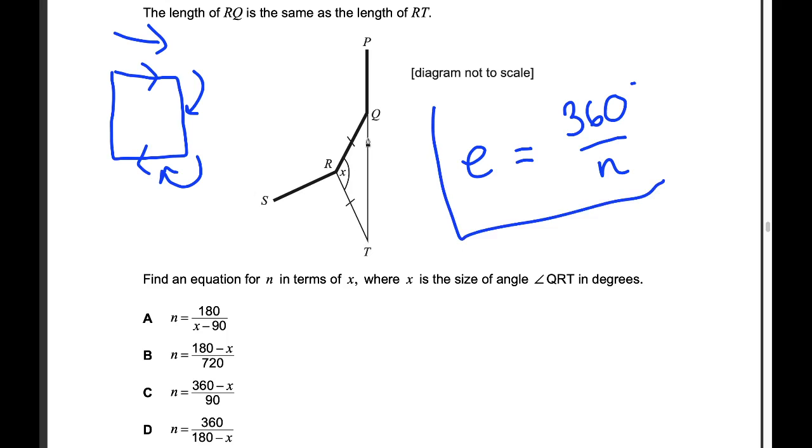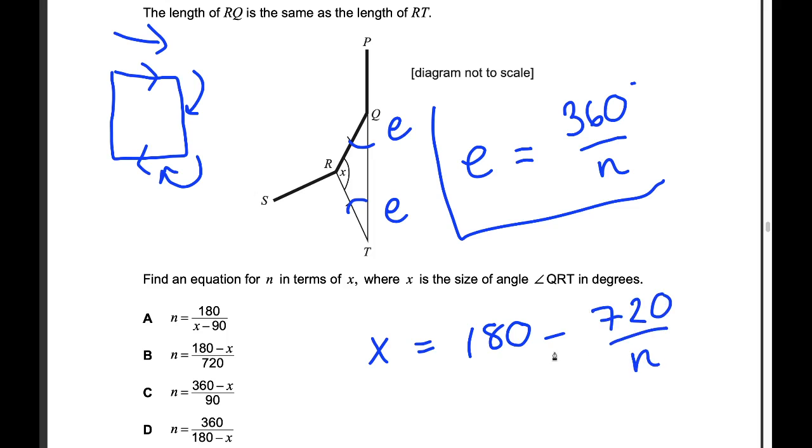Now all we need to do is look at where the exterior angle is on our diagram. It's actually this bit here. That's our exterior angle. If we look at this triangle, it's an isosceles triangle with 2 exterior angles as the smaller angles. That's an exterior angle, and that's an exterior angle. So we can say that x is equal to 180 minus 2e, or minus 720 over n. Okay, so minus 2e is minus 720 over n.